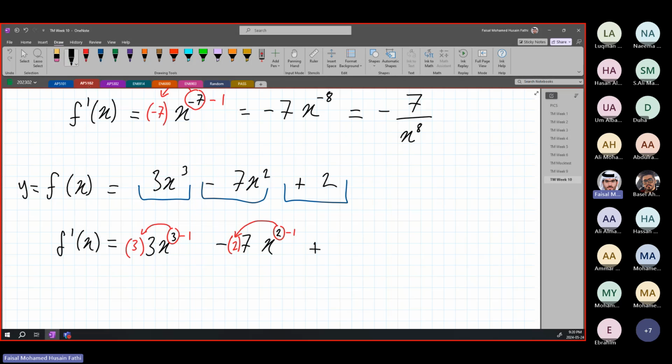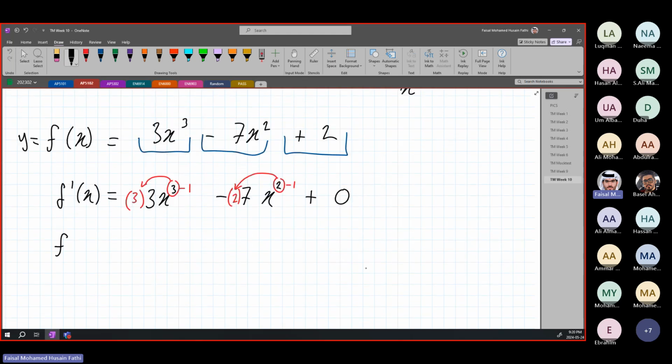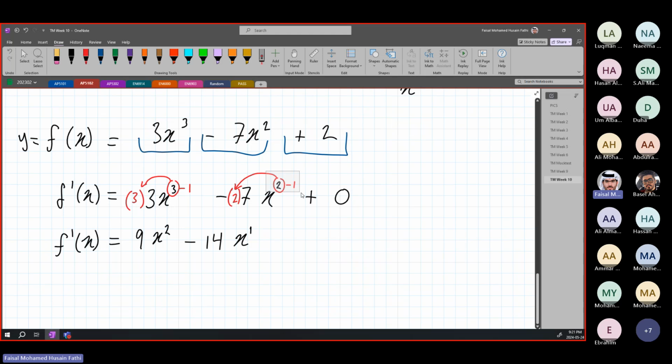And plus 2, what happens to a constant? There is no change, so the constant becomes 0. When you have a constant, it becomes 0. Tamam? So simplifying this is going to give us 3 times 3, which is 9, x to the power 3 minus 1, which is 2, minus 2 times 7 is 14, x power 1, or simply just x, because 2 minus 1.